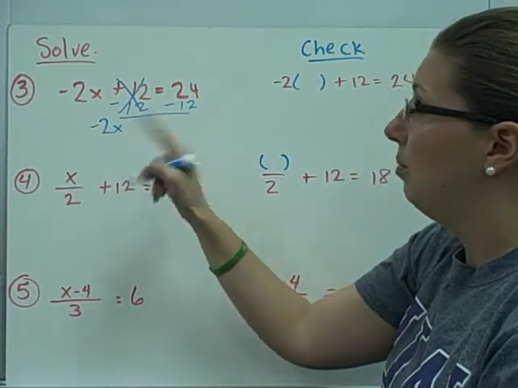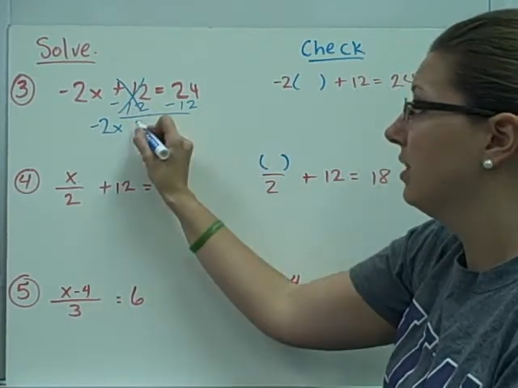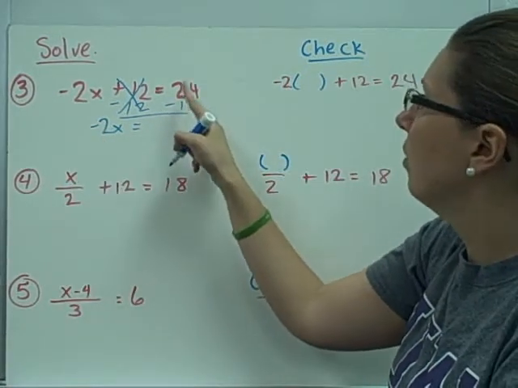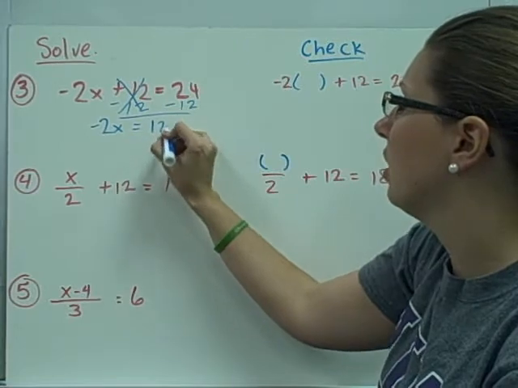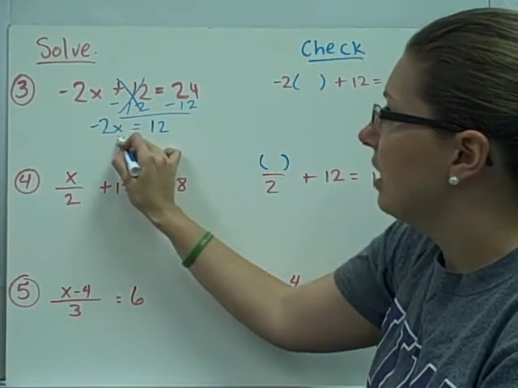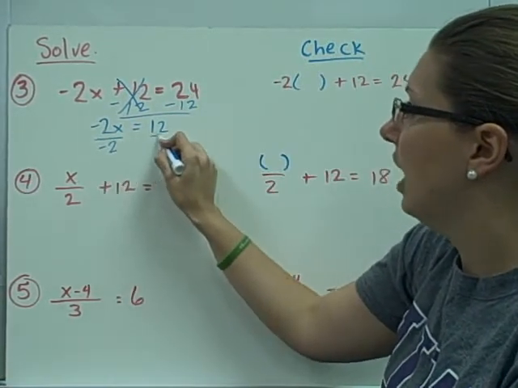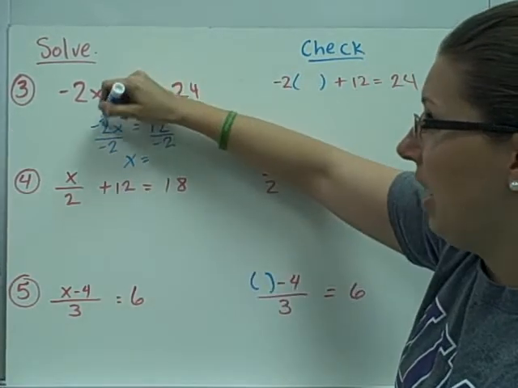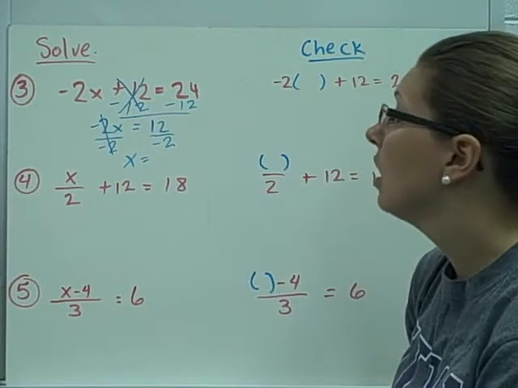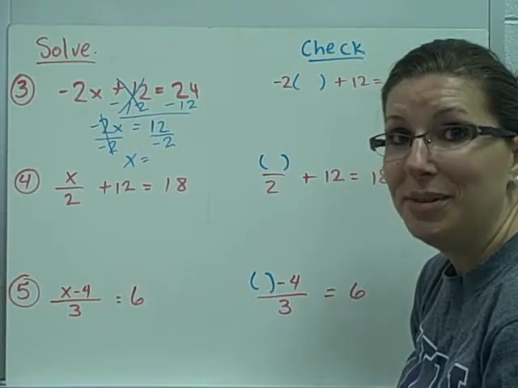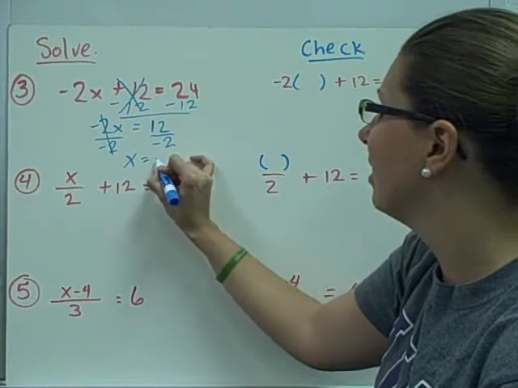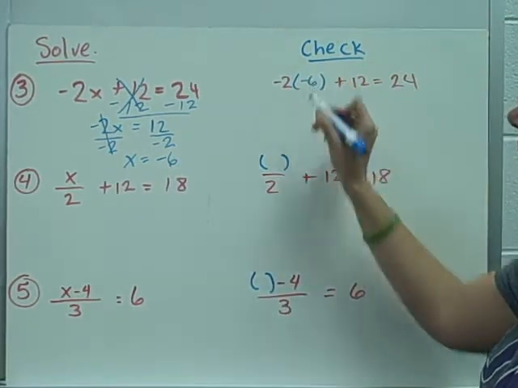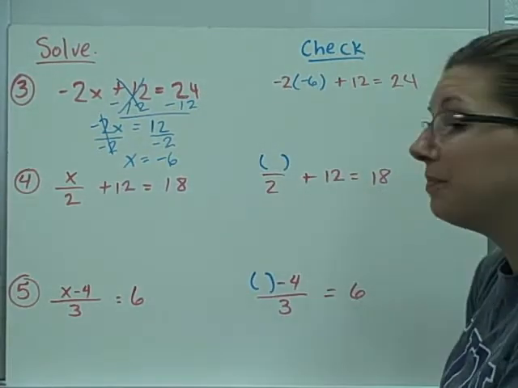So plus 12 and minus 12 cancel out, but I still need to bring down what I didn't use. 24 take away 12 is 12. And then my last step is divide both sides by negative 2, so that I'll get x by itself. 12 divided by negative 2 is negative 6. And that's my solution.